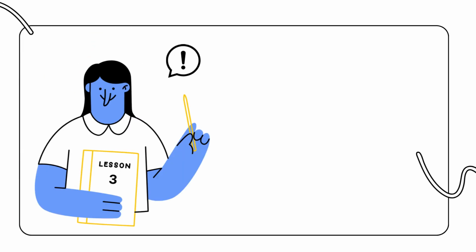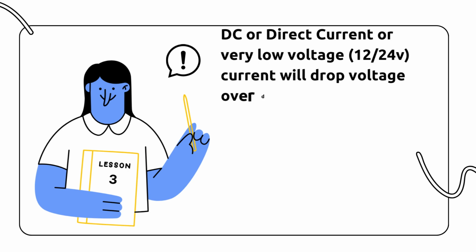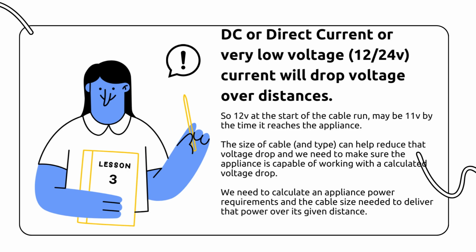Now, I'm not going into all of the details for AC and DC electricity. There's loads on the internet for that. For our purposes on the boat, we need to know that voltage decreases over distance, and thus we need to make sure the cables are big enough to limit the amount of voltage drop and the end appliances have the right power to operate.